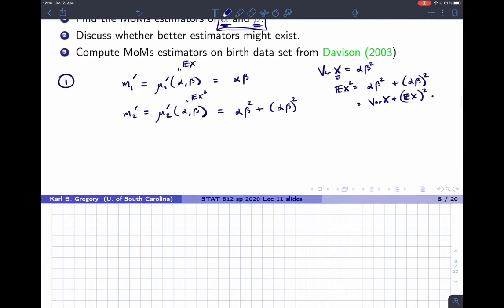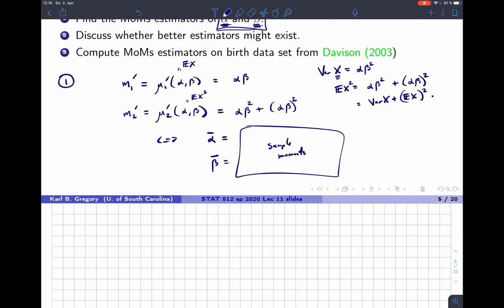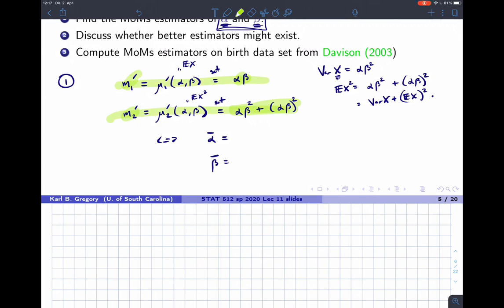Now, I want to solve my system of equations so that I get alpha and beta in terms of the sample moments. And then I'm going to call them my method of moments estimators. So I'm setting these sample moments equal to these population moments, and solving to get the values of the parameters under which these equalities hold.